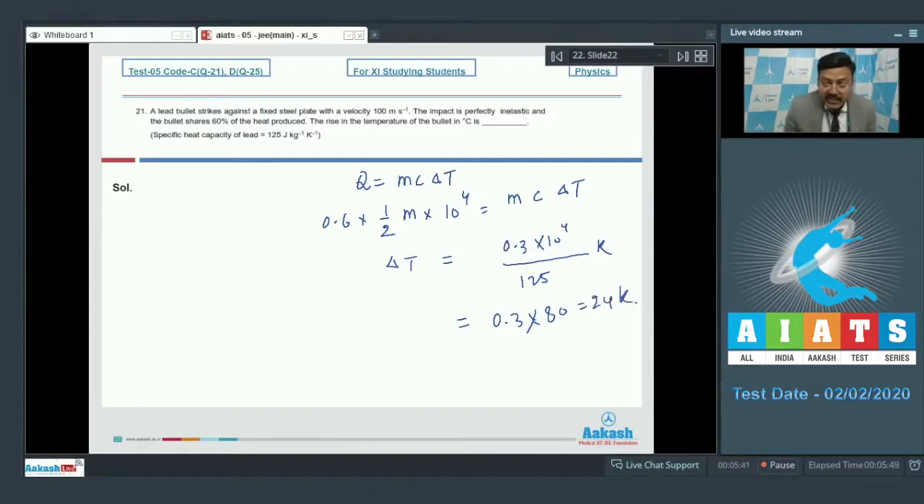So the rise in temperature of the bullet in degree C, well, if the rise is 24 Kelvin, then the rise in degrees Celsius is also 24 degrees C. So this is 24 degrees C. So the answer to question 21 is 24. Let's go to the next question now.